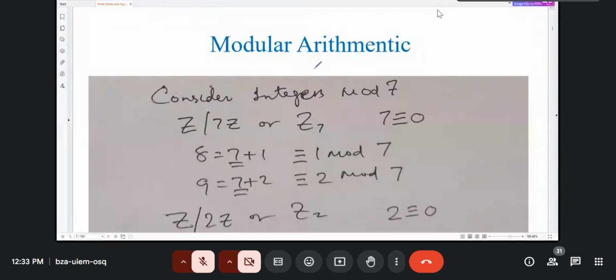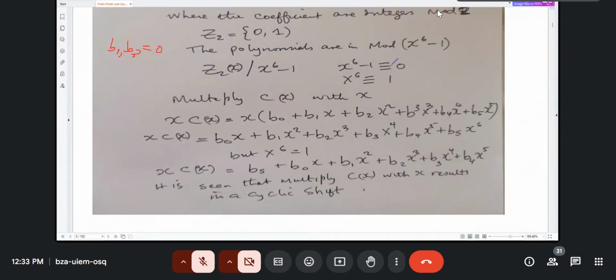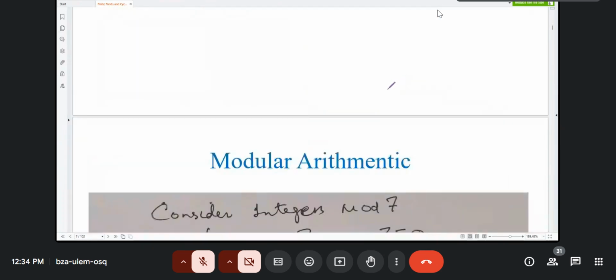We are going to use a lot of modular arithmetic, and basically that's what we are using here. This is modular arithmetic, where we are saying that x to the n is equivalent to 1. Actually, the keyword is not equivalent.